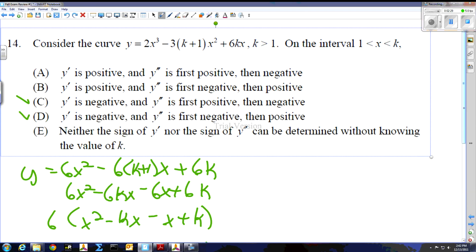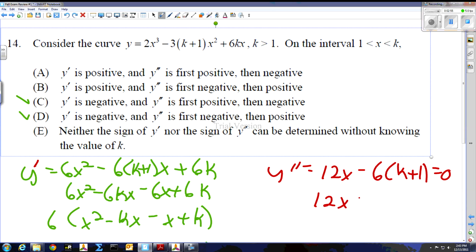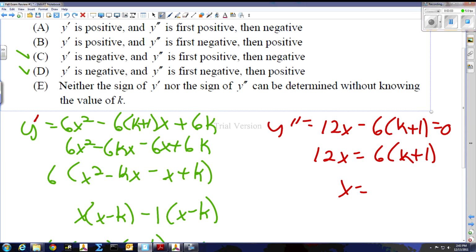We just need to figure out something about the second derivative. So let's go back and determine the second derivative. If we go back and take the second derivative of this thing, it will be 12x minus 6 times (k plus 1). Well, when is that equal to 0? We're solving for x. So if we take that over, we get 12x equals 6 times (k plus 1). And if we divide that out, we get x equals (k plus 1) over 2.